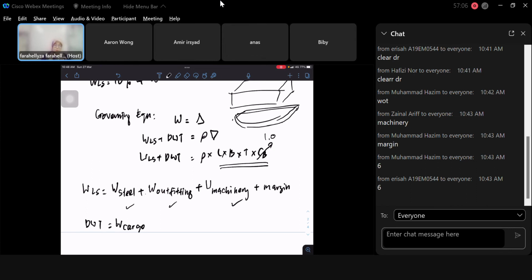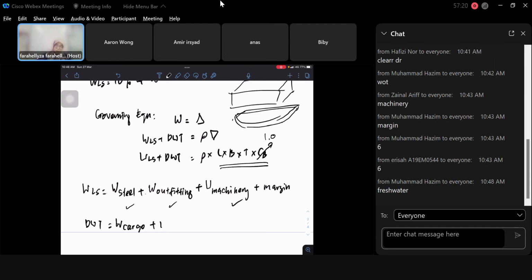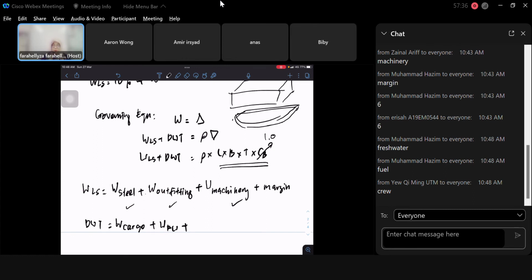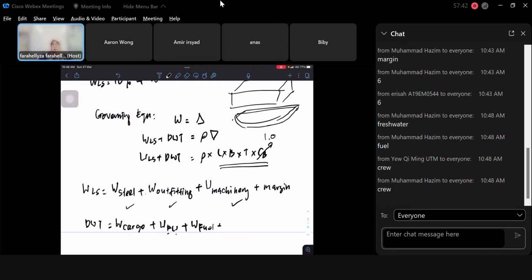So cargo in bulk. So DWT consists of weight of cargo plus, okay, what other else? I already mentioned just now. Yes, weight of fresh water, because you need fresh water, not only for drinking, but also for showering, for cooking and so on. Fresh water, we put it as WFW. Then W of fuel, of course, to move your vessel. So you need to have your fuel.